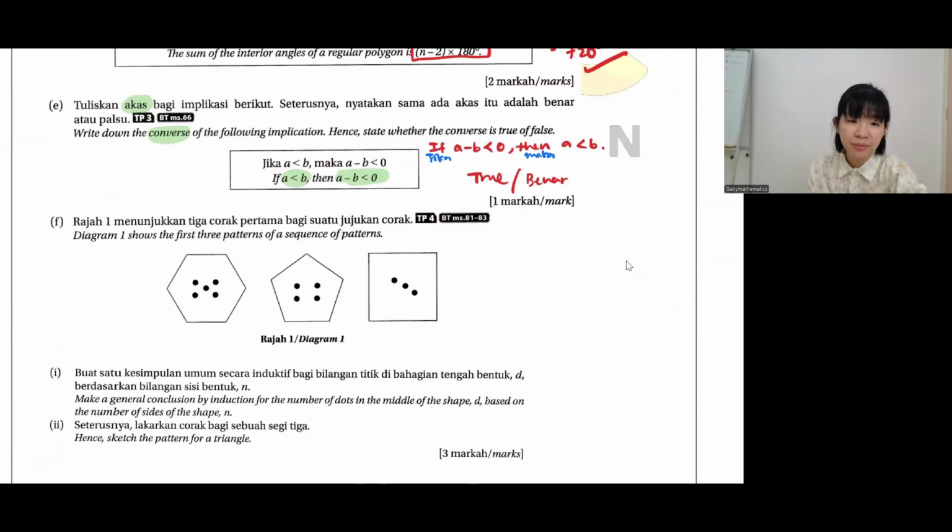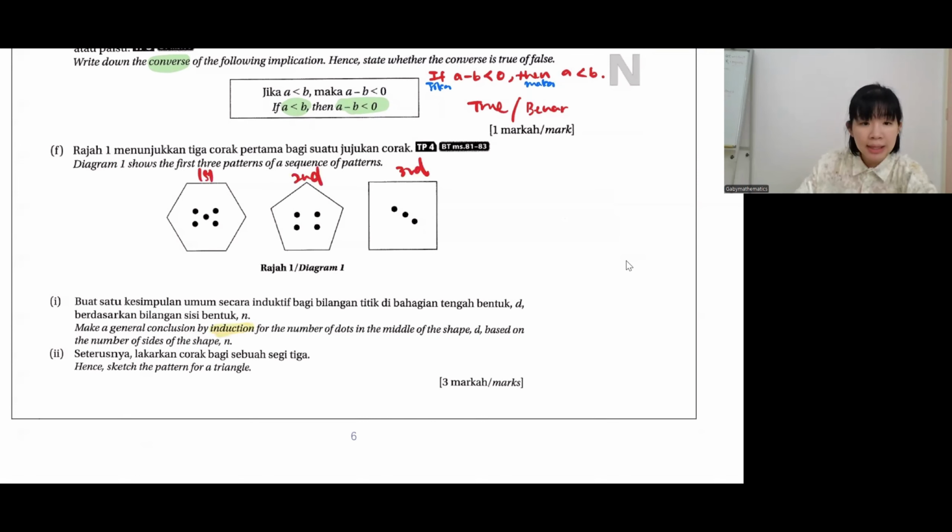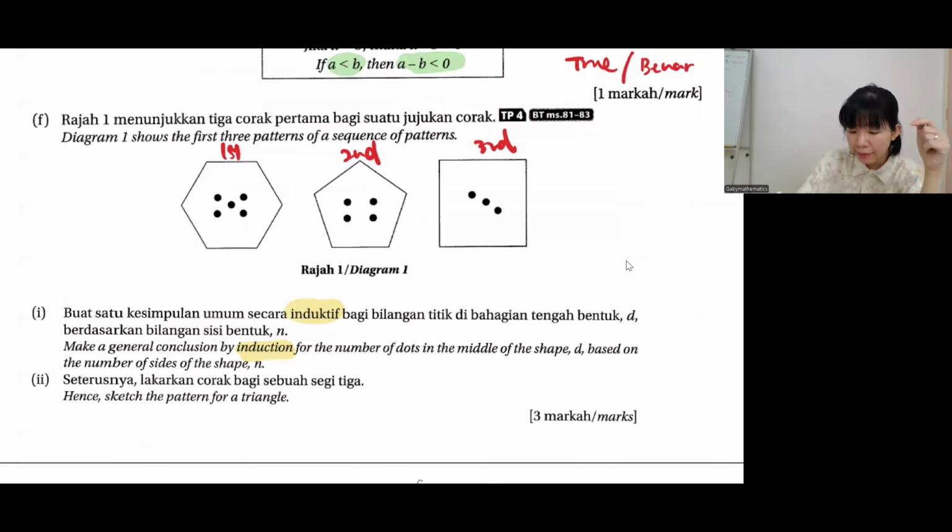Now F. It shows the first three patterns of a sequence. Here first, here second, here third. Make a general conclusion by, okay, highlight this, induction, inductive. Inductive means you want to form a formula.